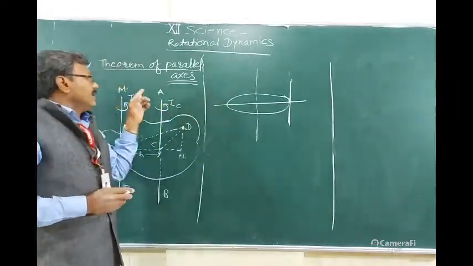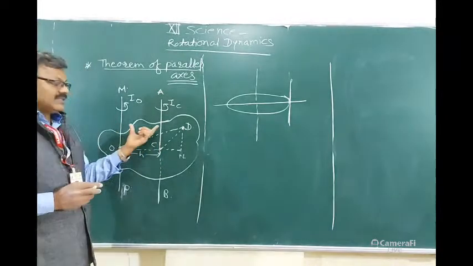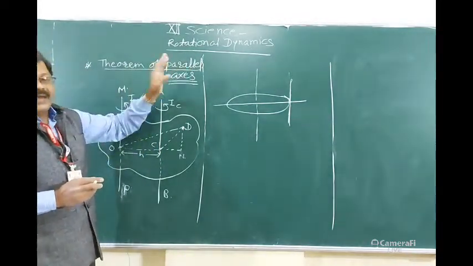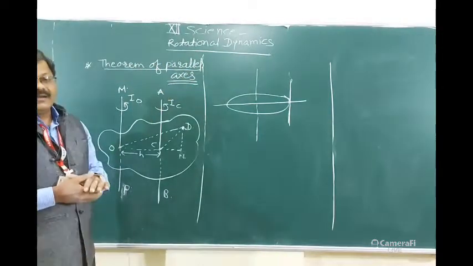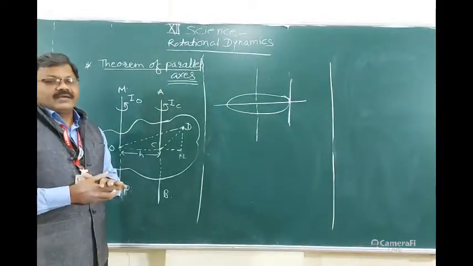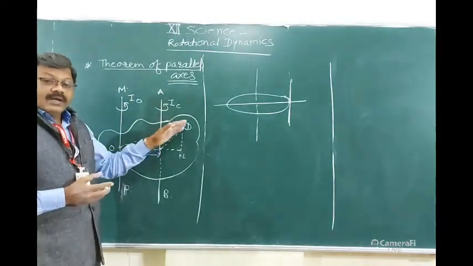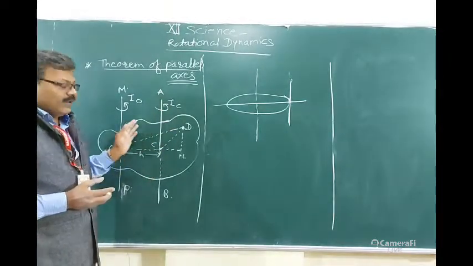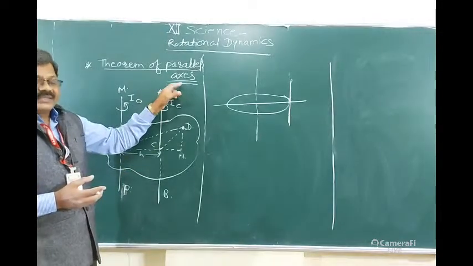Now what is the theorem of parallel axis? Actually, in this case there are two axes. These two axes are parallel. By using the parallel axis theorem, we can find the moment of inertia of any body or any object, whether it is laminar or not laminar. Then also we can use the theorem of parallel axis.